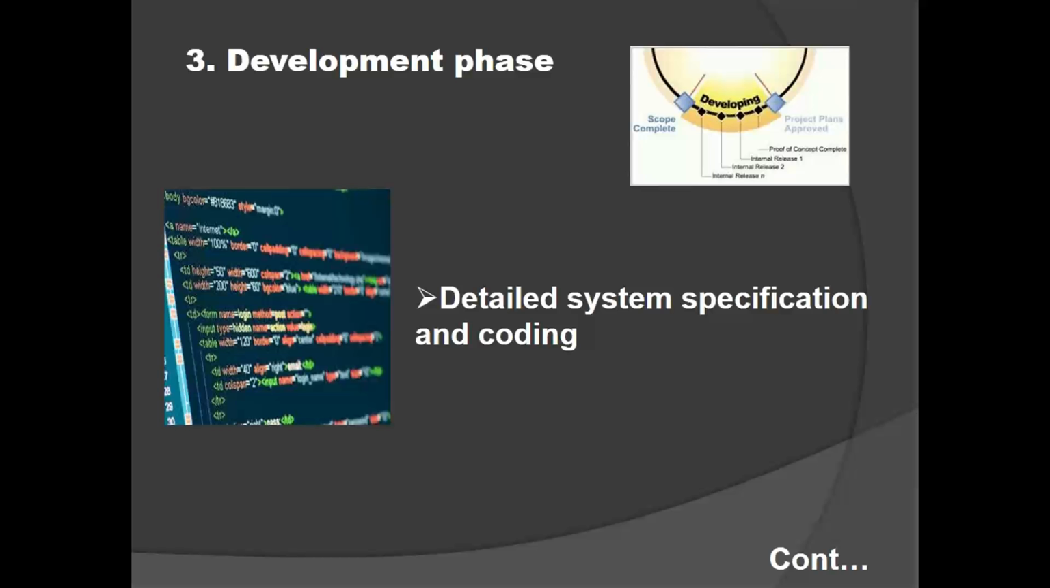Okay, so apart from that, this RTM is of two types, that is forward traceability and backward traceability. In forward traceability we will use this to plan our action.